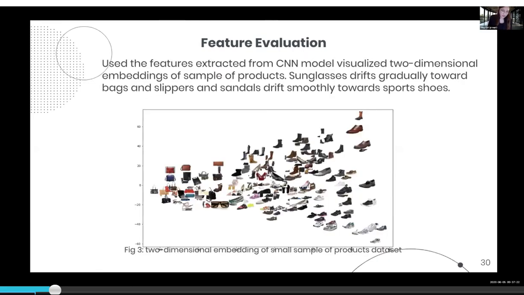Next. In order to better understand the features, we used the feature vectors to visualize 2-dimensional embeddings for some sample of the products. As we can see from this picture, the sunglasses drift towards the bags, and sandals and slippers towards the sports shoes.